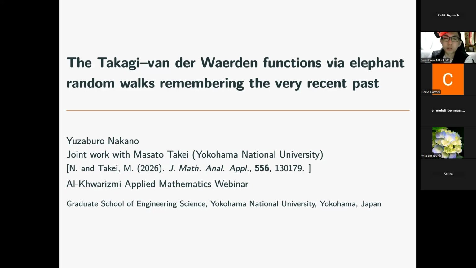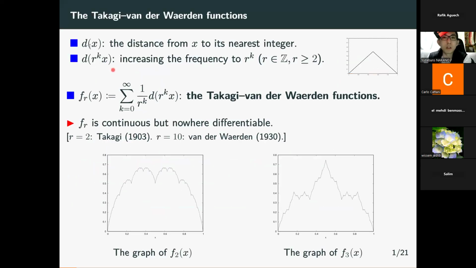So let me introduce what the Takagi-van der Waerden functions are. Let d(x) denote the distance from x to its nearest integer. d(x) on the unit interval looks like this figure, a triangular pulse with height 1/2.